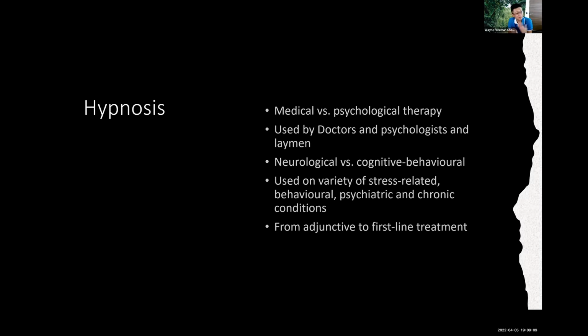Part of the mechanism of hypnosis deals with new cognitive behavioral mechanisms. The other mechanism is what we call the neurological mechanism. Now, hypnosis is used on a variety of stress-related behavior, psychiatric and chronic conditions. Some of the more known effects of hypnosis would be pain control, relaxation inducing and sleep improvement. These are essentially the three known benefits of hypnosis.